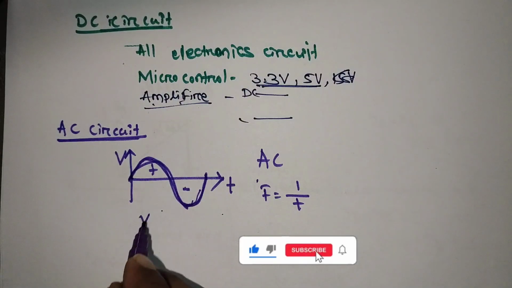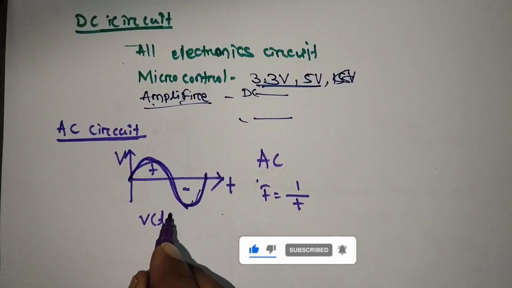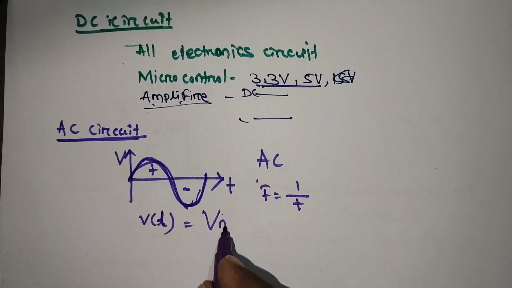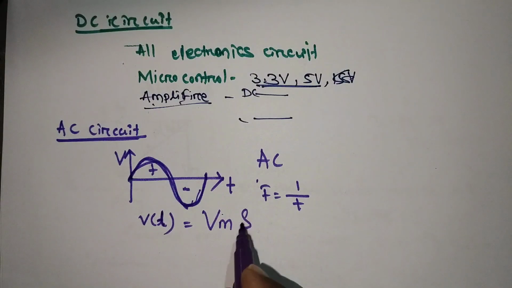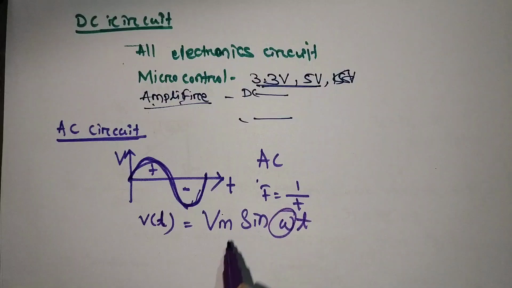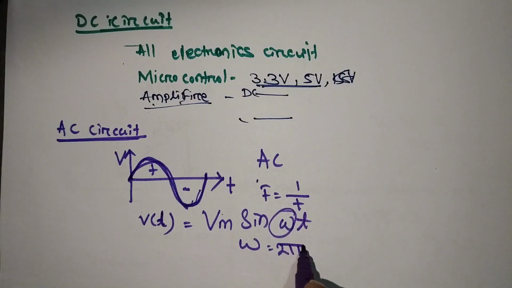You can represent this as v(t), meaning voltage with respect to time, equal to Vm sine omega t. Omega is the angular frequency, that is omega equals 2 pi f. For details you can go to another video in the description.